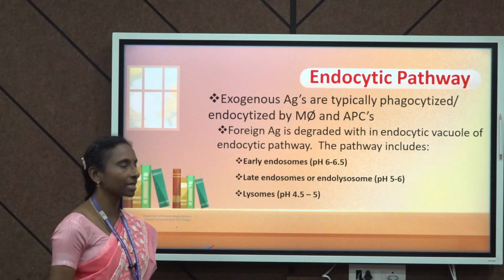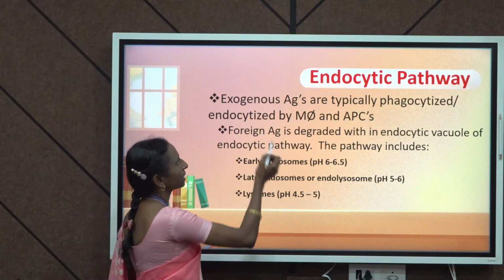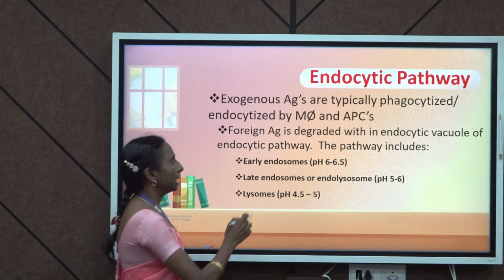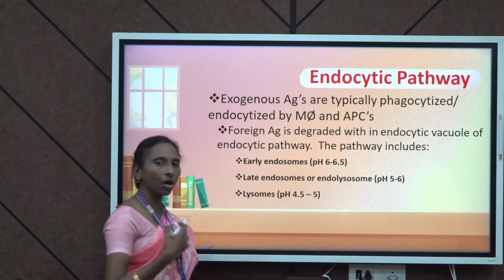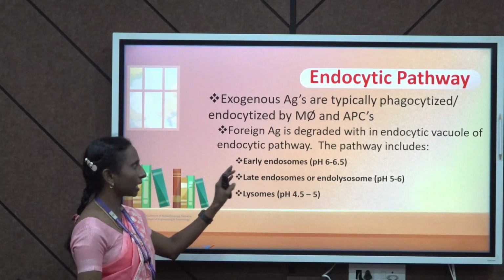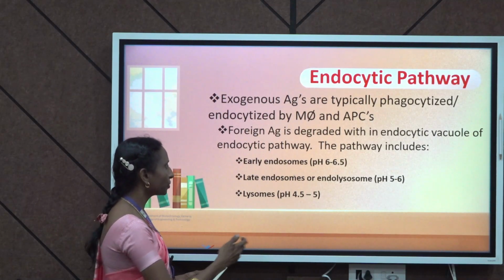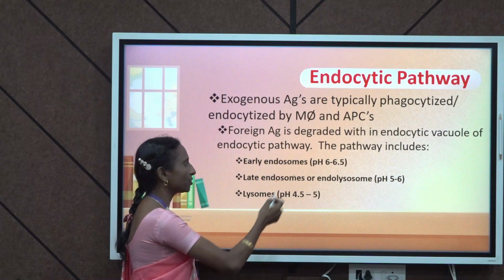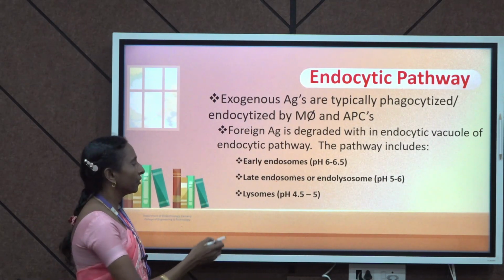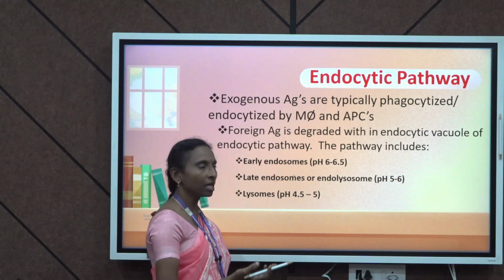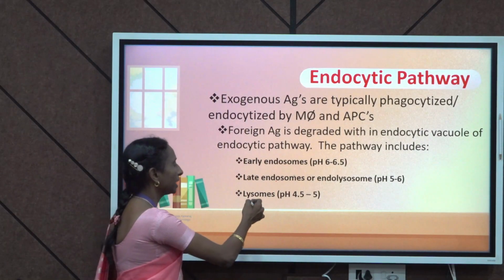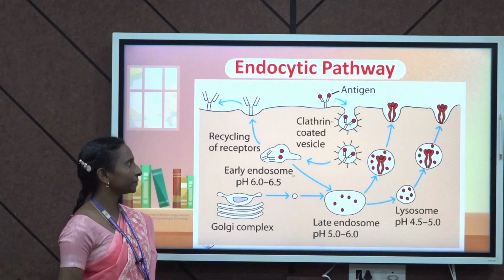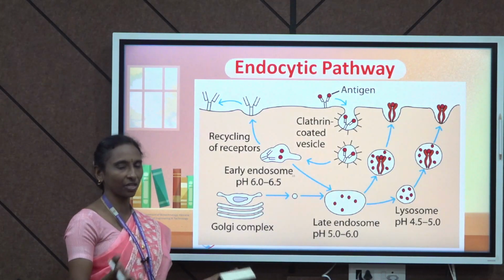Then comes the endocytic pathway. As I have pointed out, the endocytic pathway is involved in processing of exogenous antigens, and here again it is either through endocytosis or through phagocytosis. The pathway involves a few stages like formation of early endosomes, then late endosomes, which are also called endolysosomes, where you have the lysosomal proteins involved, and finally lysosomes, where the actual degradation of the protein happens. So, here is a pictorial representation of the entire process.